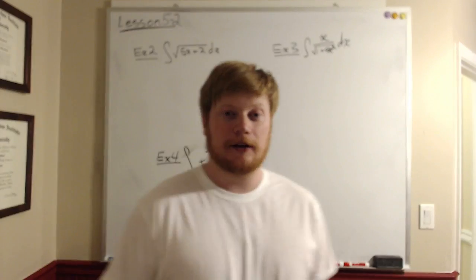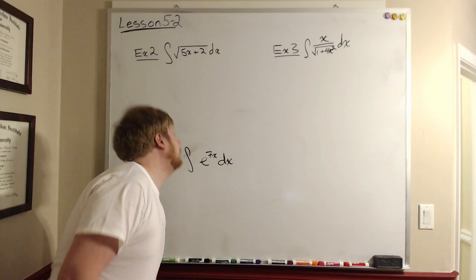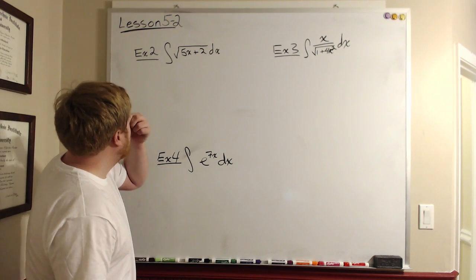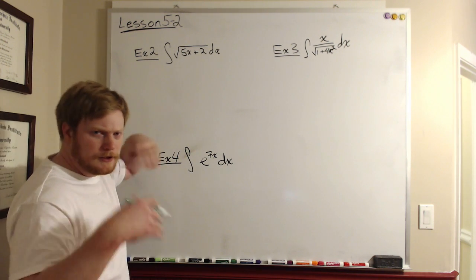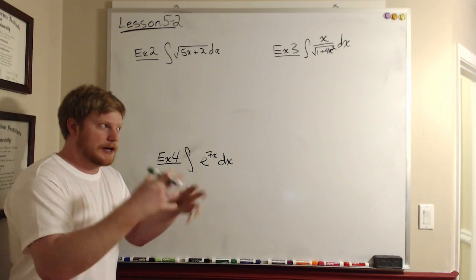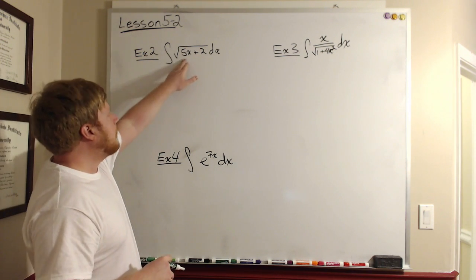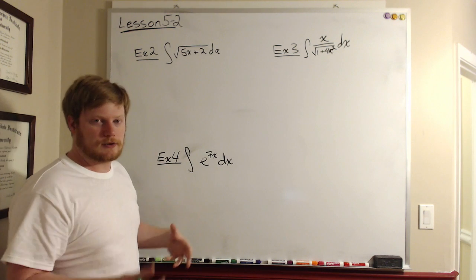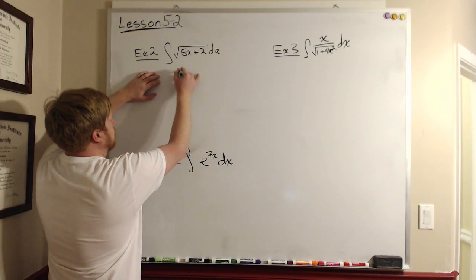Okay, so let's take a look at a few examples. The first one here we want to keep in mind that u is typically going to be the thing inside of something. So 5x plus 2 is inside of the square root. That's going to be u.